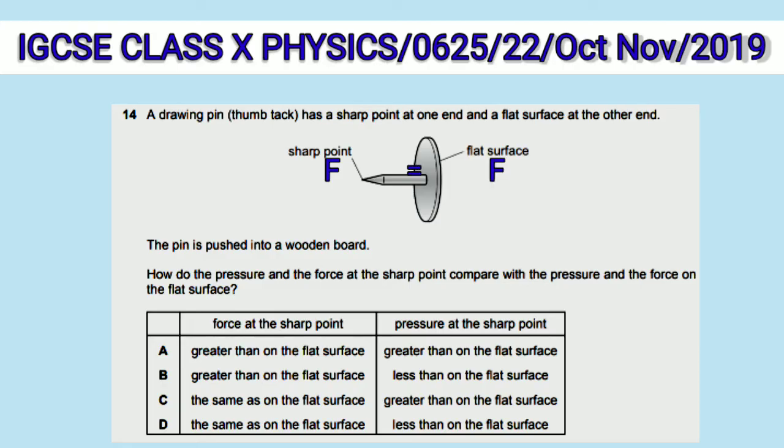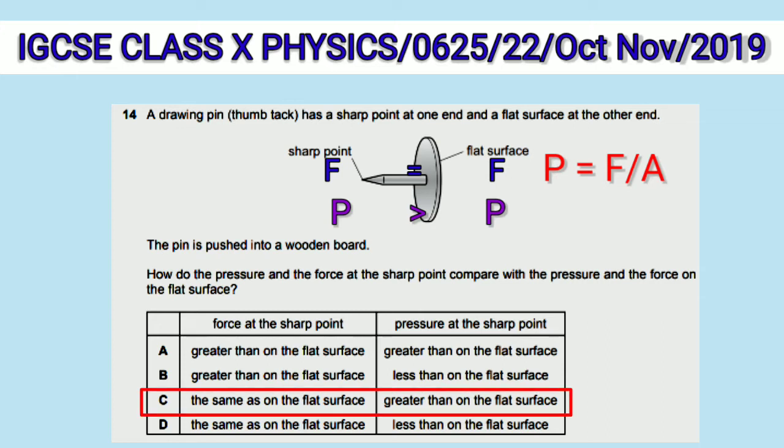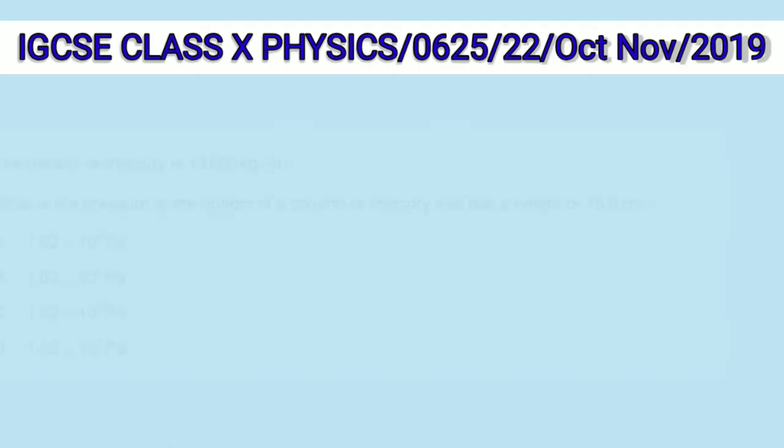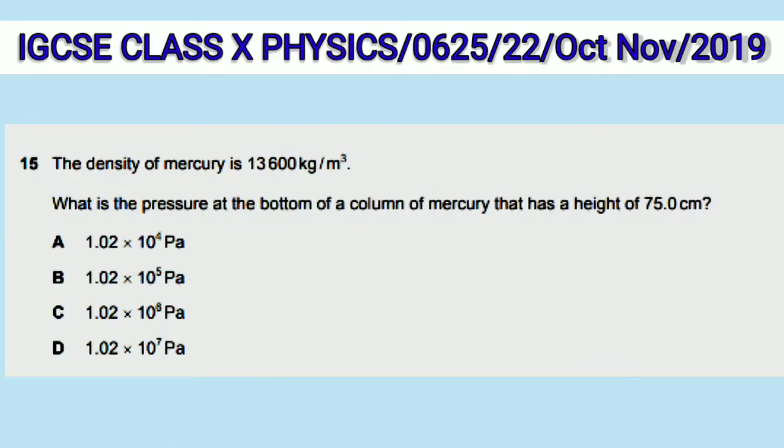Force at sharp point is equal to force at flat surface, but pressure is equal to force upon area. That means it is inversely proportional to area. Less the area, more the pressure. So area is less at sharp point, so pressure will be more at sharp point compared to flat surface. So option C is the correct answer. Force at sharp point same as that on the flat surface, pressure at sharp point greater than that on the flat surface.